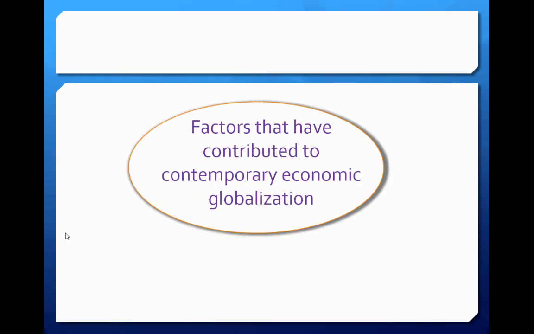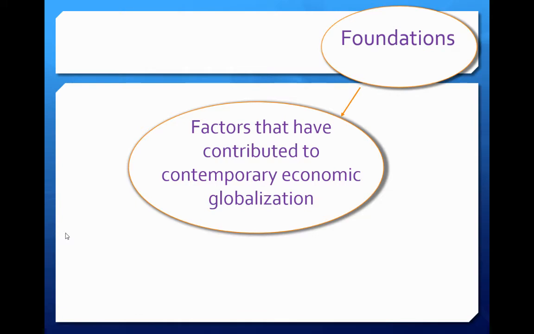All right, so in your notes, you'll see that you have a big oval. In that oval, you can write this down. You can write factors that have contributed to contemporary economic globalization. So we're talking about the third round of globalization today, and we're talking about the different things that served as foundations for that third round of globalization. So you can draw this arrow and you can make a new oval and you can write about the foundations, which basically means the starting points or the building blocks of today's economically globalized world.